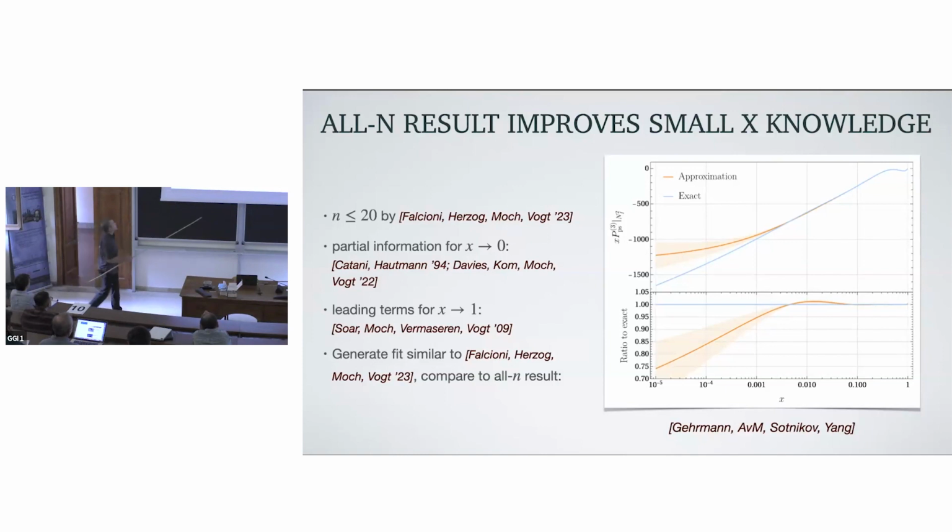So yeah, what you see here is our fit, which tries to mimic to some degree the fits provided by Sven and company. So this is the fit using 20 Mellin moments, and we compare that. This is the ratio with respect to the exact result. And you see that, for small x, we now have additional information in particular.